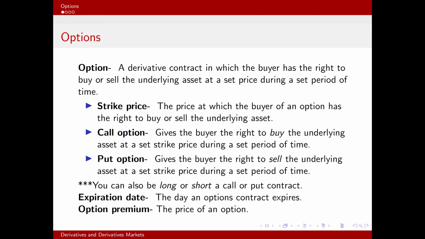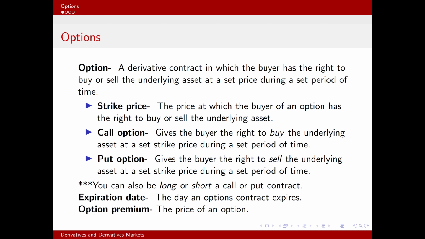An options contract is just a derivative contract in which the buyer has the right to buy or sell the underlying asset at a set price during a set period of time. And there's quite a bit of terminology that goes into options contracts that are important for us to know. So we're going to go through them piece by piece.